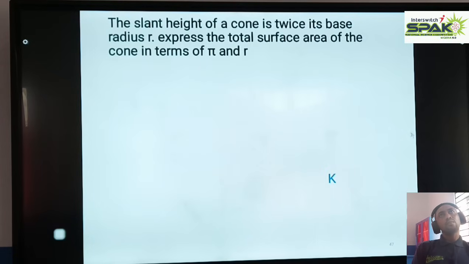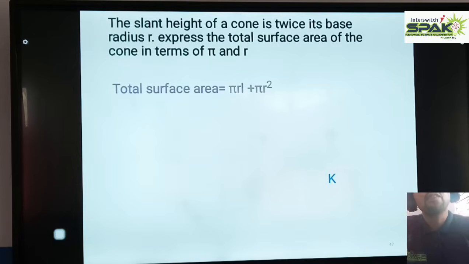Question 1. The slant height of a cone is twice its base radius, r. Express the surface area of the cone in terms of pi and r. The first step is to write the formula for the total surface area of a cone, which is pi r L plus pi r square. So we have it there.